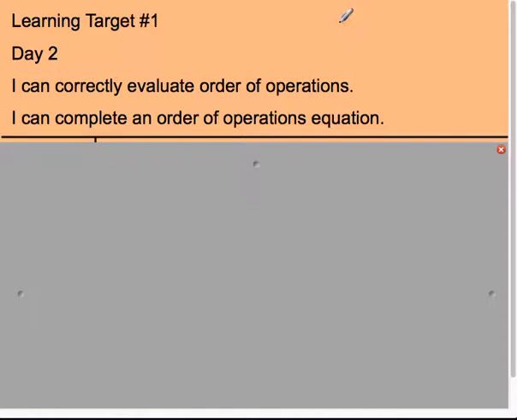All right, so our second lesson, we don't have any additional vocab. We're still on the same learning target, with a couple of slightly different objectives. We're still focusing on correctly evaluating order of operations. And today we're going to add, I can complete an order of operations equation. So we'll see what that means.